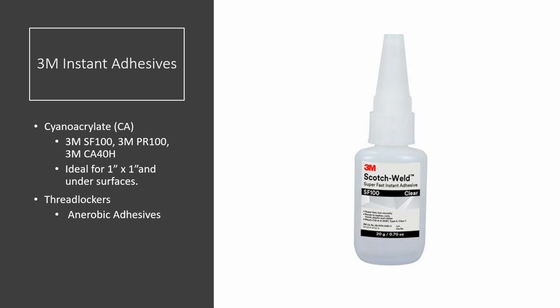Another structural adhesive within 3M is 3M instant adhesives. These are CAs or cyanoacrylates. CA is sometimes a little easier to say. These are really good solutions for very small surface areas, so ideal for 1 inch by 1 inch and under surfaces and applications. They tend to set up really fast. So think of these as kind of like a super glue.